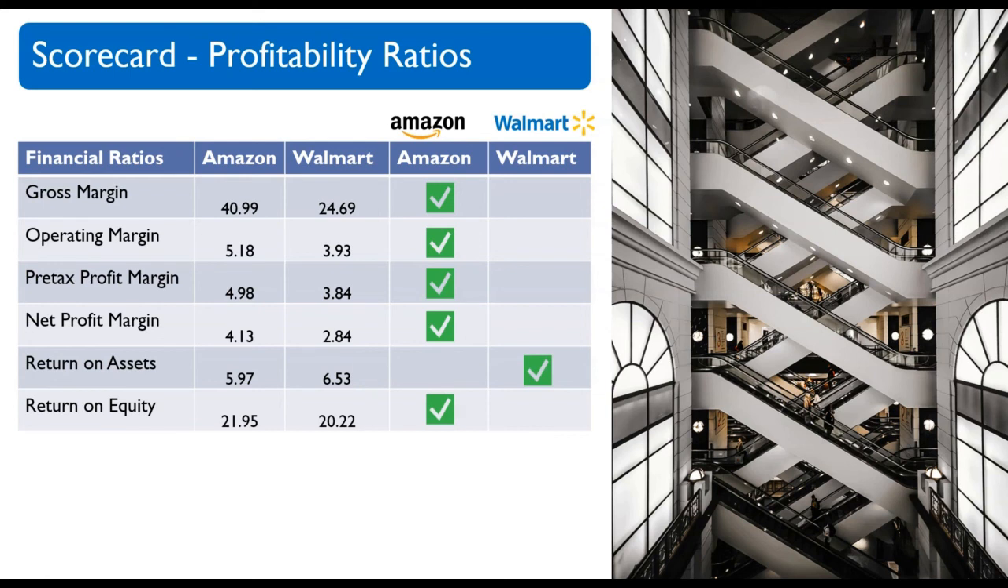So overall, to recap this section, we can see that for the most part, Amazon was much more profitable and had stronger profitability metrics as compared to Walmart.